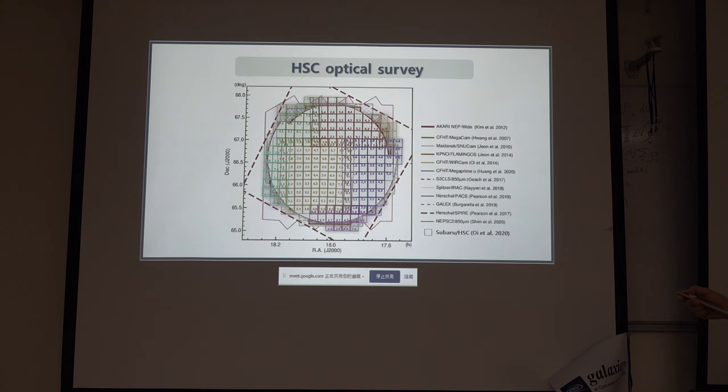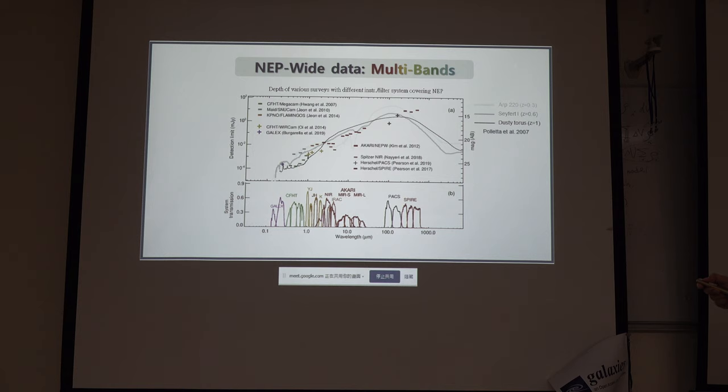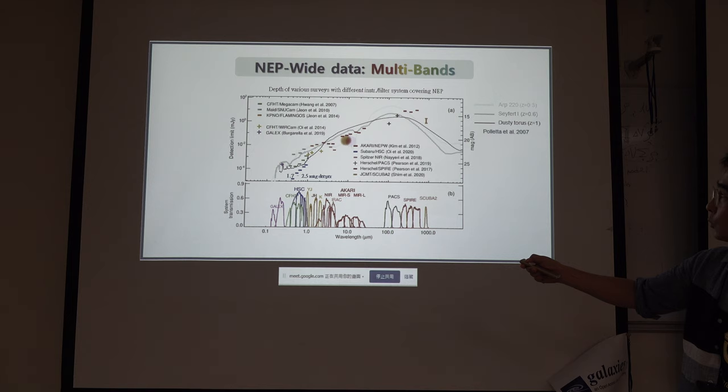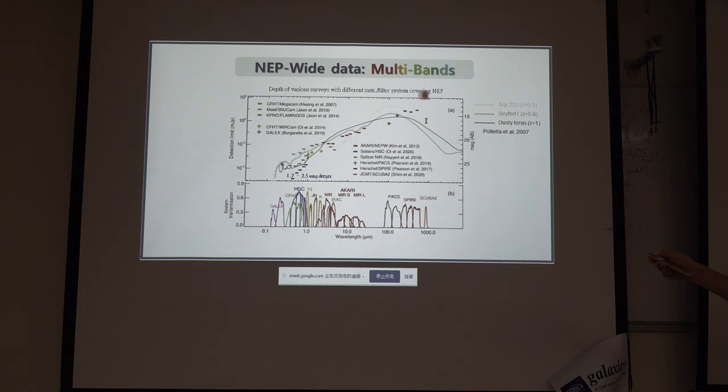So this shows the depth of various surveys with different instruments and filter systems. This is the first time doing it like this, so it's a little bit of trouble. We got a deeper detection limit, like 1.7 or 2.5 magnitudes deeper compared to the previous optical data. So we finally got 20,000 infrared sources newly identified by the deeper HSC data.